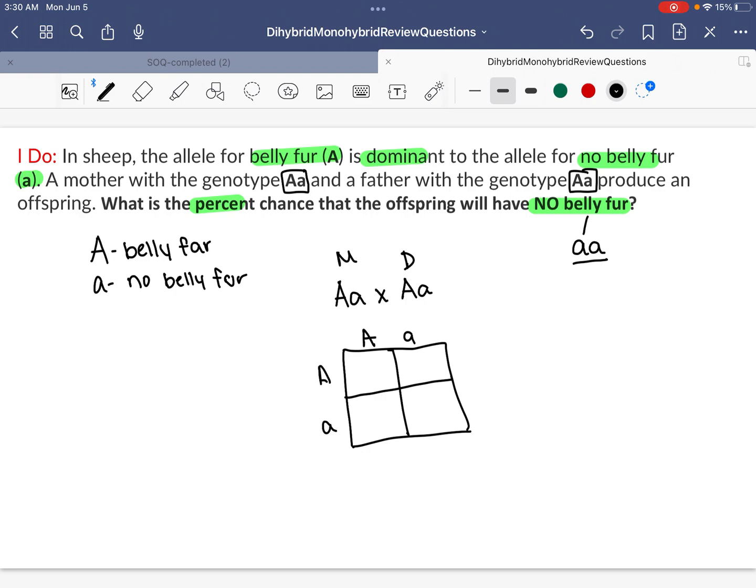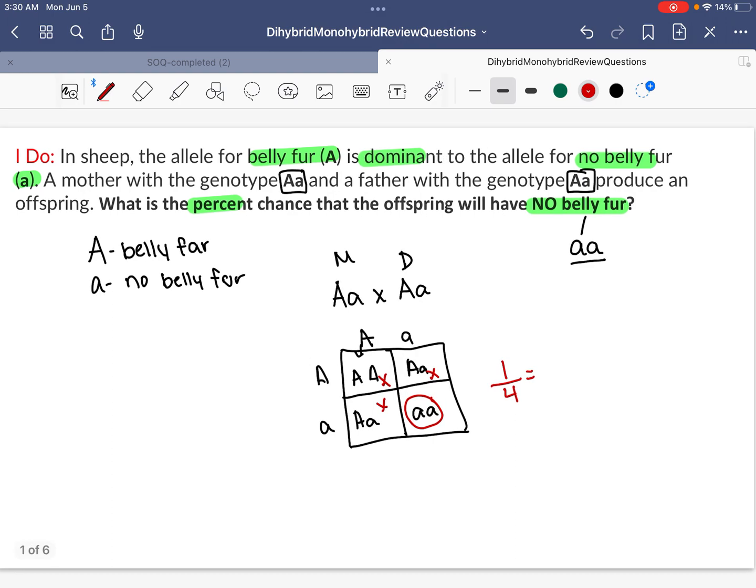And remember, this is monohybrid because we're just dealing with one trait, which is no belly fur. So again, you bring this letter down, and you bring this one across. Following this method, using your monohybrid, you should be able to see that this one has belly fur, this one has belly fur, and this one has belly fur. Only 1 out of the 4 does not have belly fur because it's lowercase a. So there's a 25% chance that the offspring will not have belly fur.